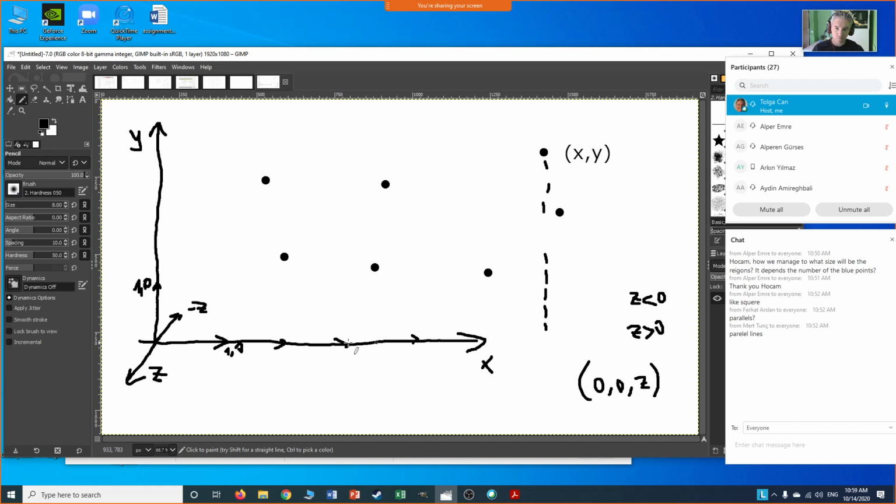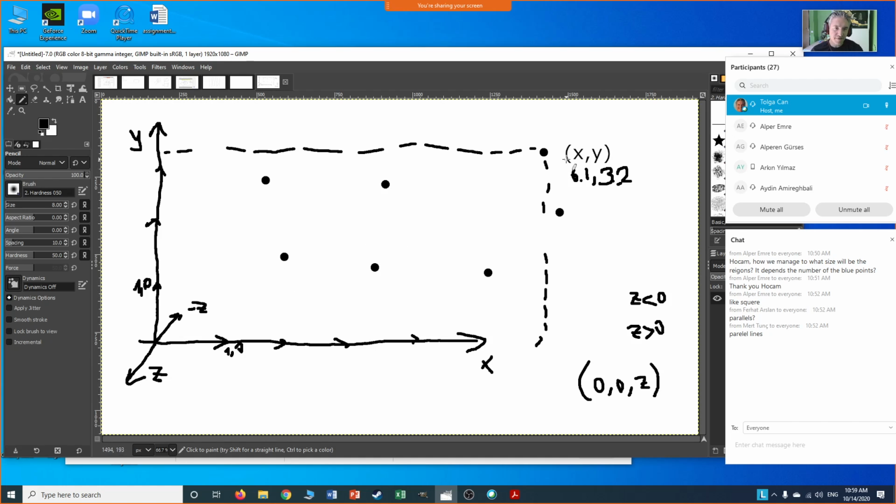So 1, 2, 3, 4, 5, it should be like 6.1 something. So x here is something like 6.1, and y is how many of these you need to get to here, maybe 3.2. Let's call it 3.2. Now, after we have a coordinate axis like this, x and y, and a unit vector on these lines, we will have our point.